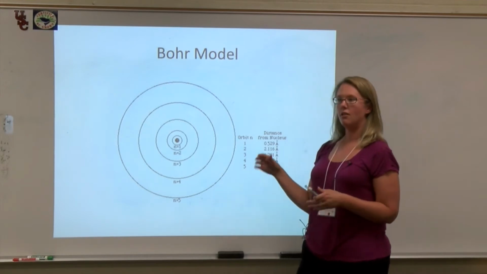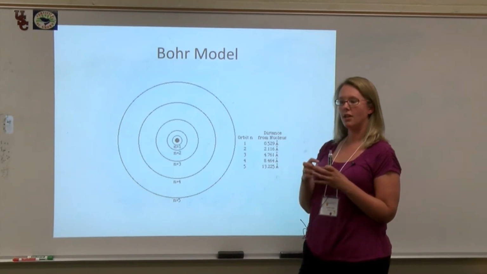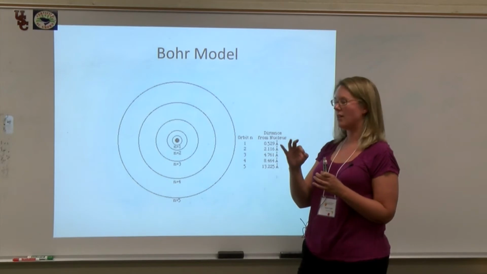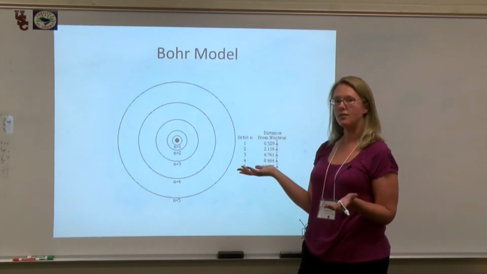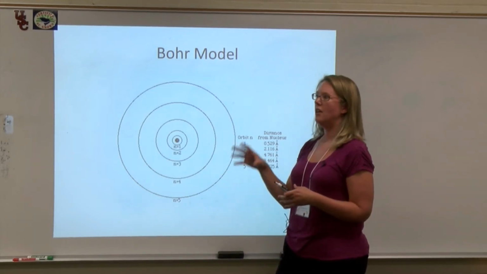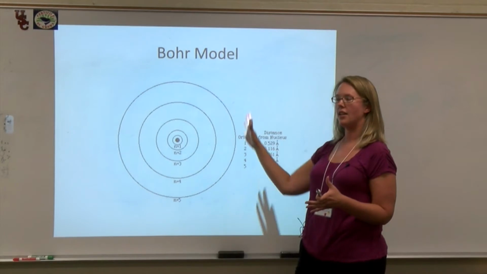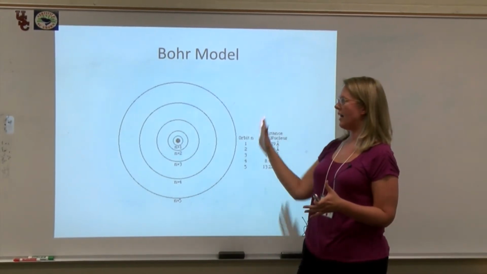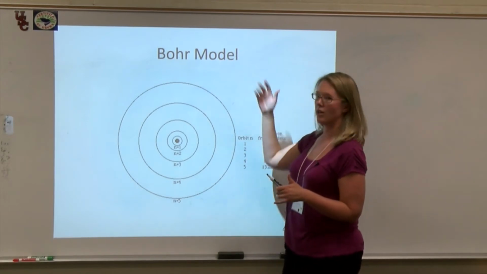Rutherford then came along, gold foil experiment, discovered that there was a central nucleus that was very massive, took up a very small amount of space, and that there were positively charged particles in that nucleus. So his model then showed a nucleus in the center with positive charges, and then the electrons were embedded on the outside. So still no movement going on until Bohr comes along.